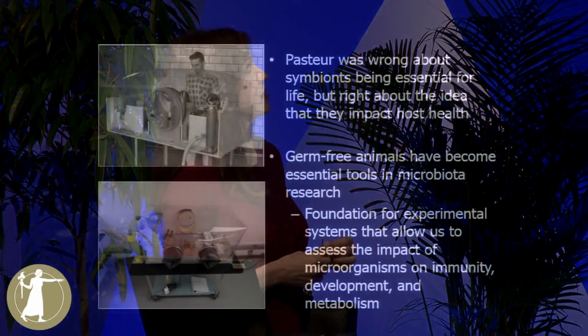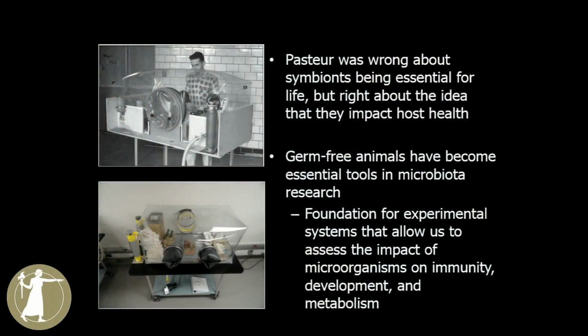This was one of the rare instances where Louis Pasteur was proven wrong, but it wasn't until about 50 to 60 years later. In the 1940s, people were able to derive animals, including rodents, into completely germ-free, microbiologically sterile conditions. So Pasteur was wrong about symbionts and commensals being absolutely essential for life, but he was right that they impact host health. Subsequently, germ-free animals have become essential tools in microbiota research because they serve as the foundation for experimental systems that allow us to assess the impact of these microorganisms on areas of physiology like immunity, development, and metabolism.